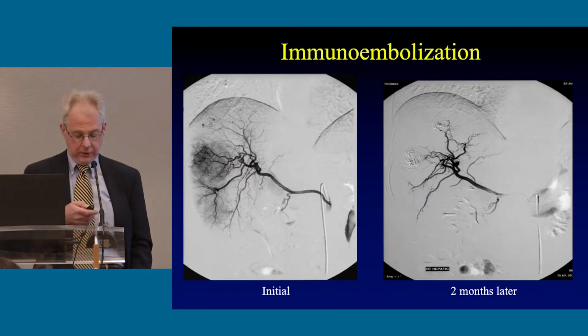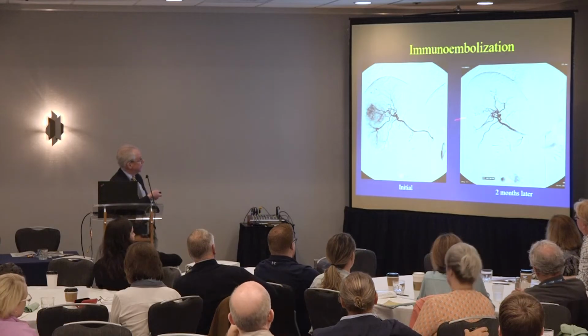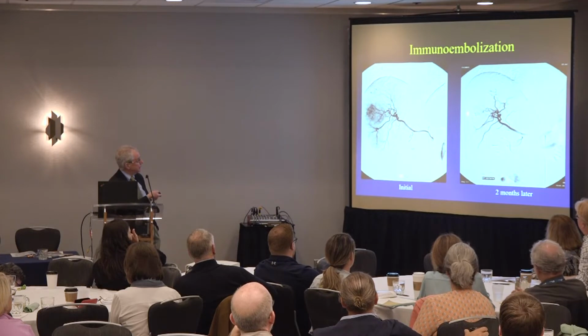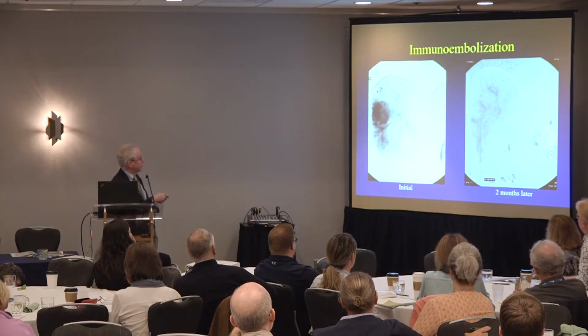And this is an example of a patient treated with immunoembolization. This is the artery going to the liver. These are tumors. And when he came back 2 months later, you can see much less blood flow to those same tumors. And that's, at least at this point, largely a result of the embolization.